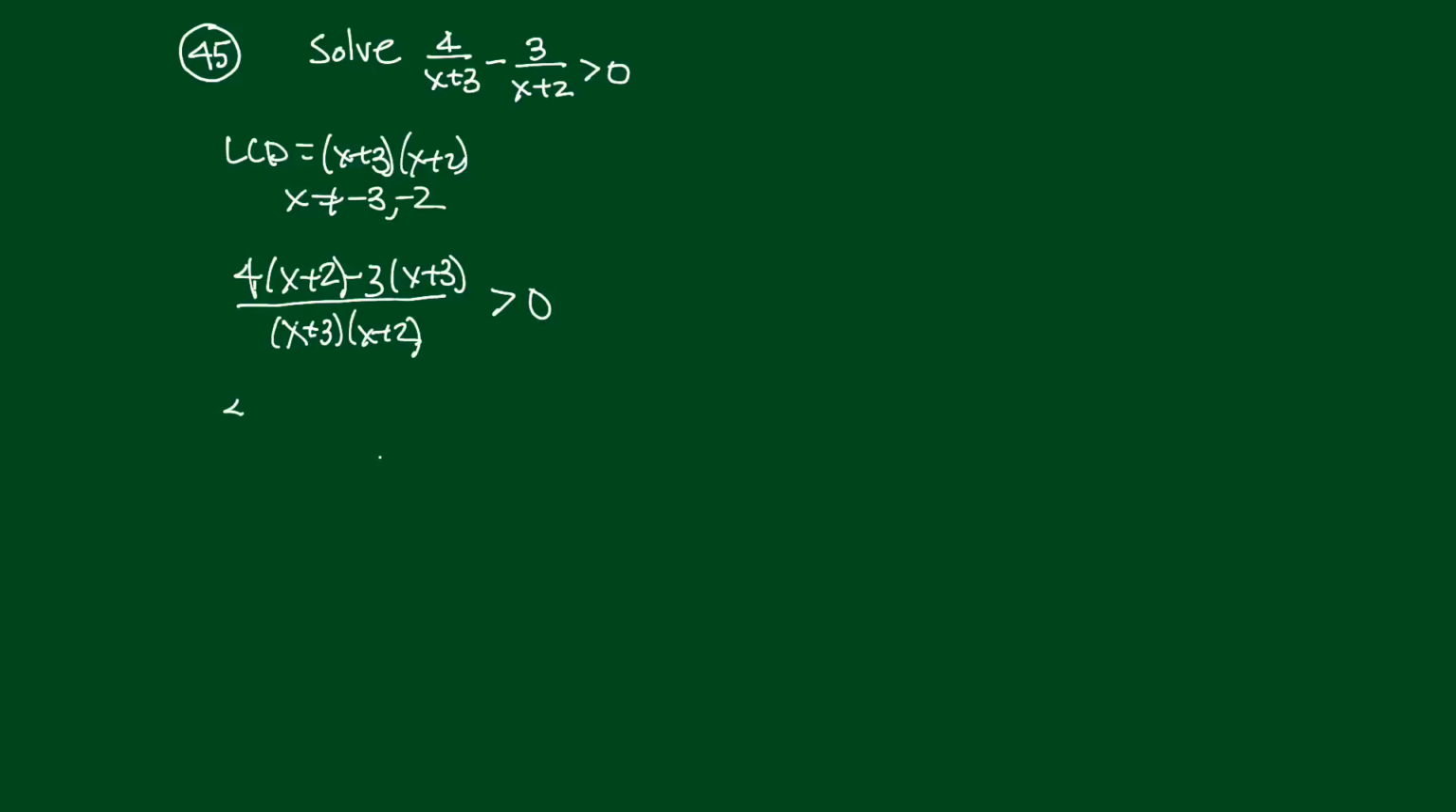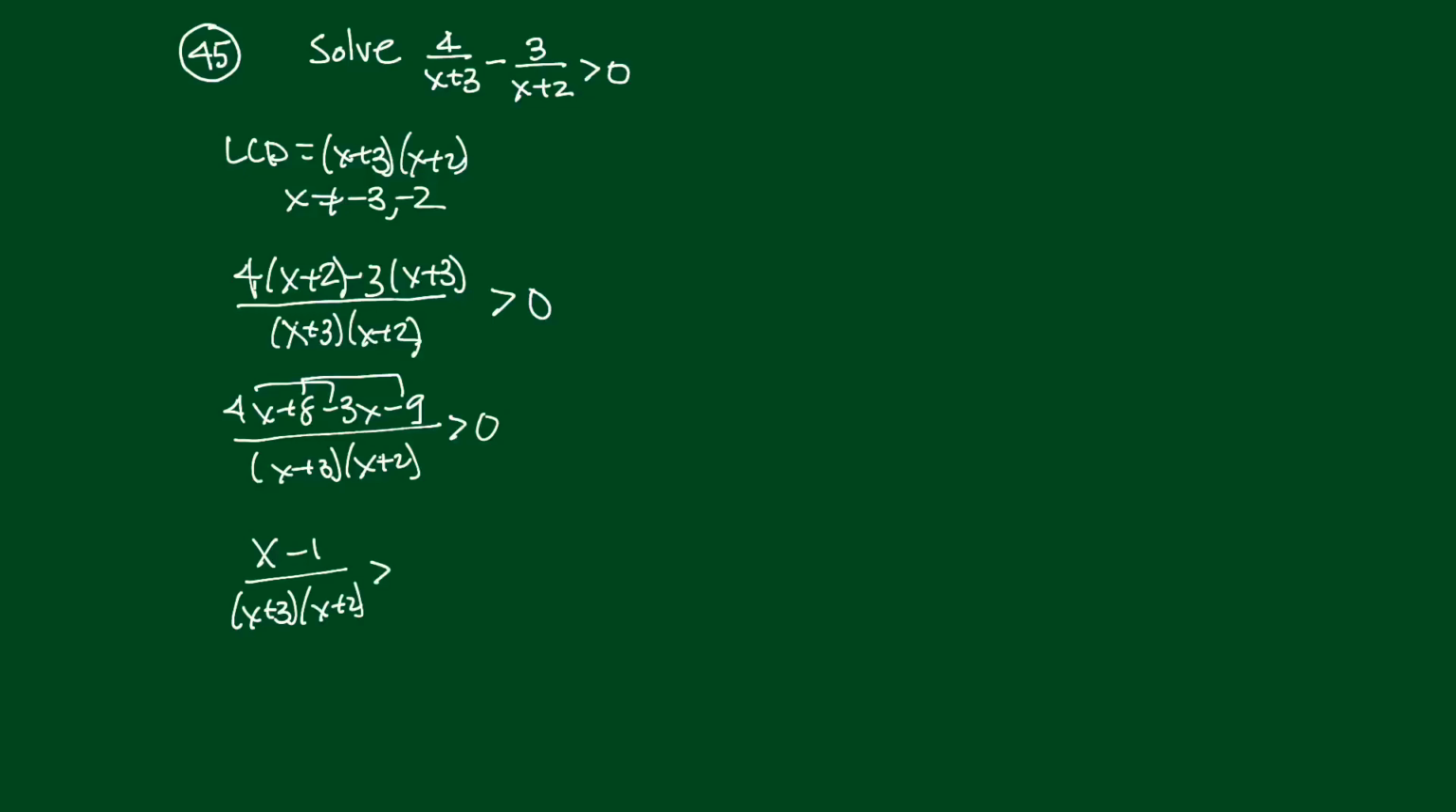Let's multiply through. We'll get 4x plus 8 minus 3x minus 9 all over that x plus 3, x plus 2 greater than 0. And then 4x minus 3x, that's x. 8 minus 9 is minus 1 over x plus 3, x plus 2, and that whole thing is positive. All right, so we're at a form now that we can deal with. I got one single term with a numerator and denominator. I'm going to get my critical values and draw the number line and test some numbers.